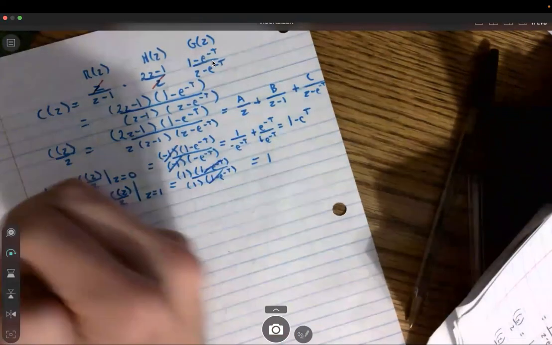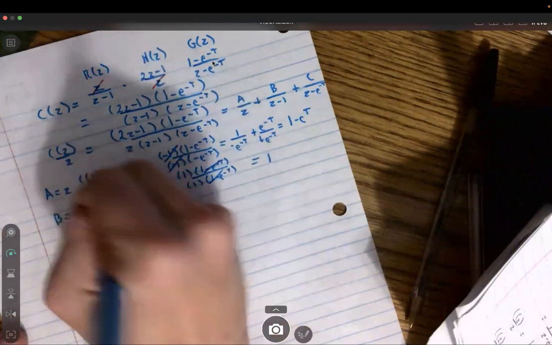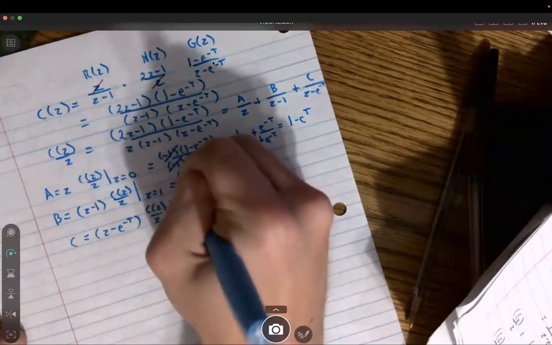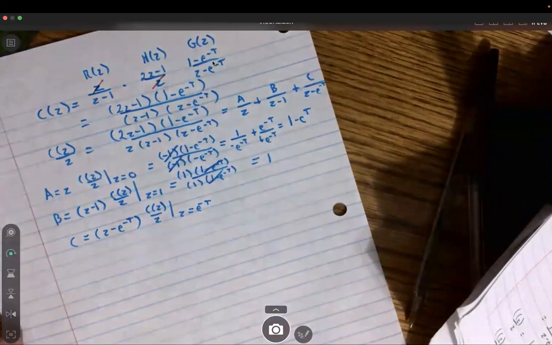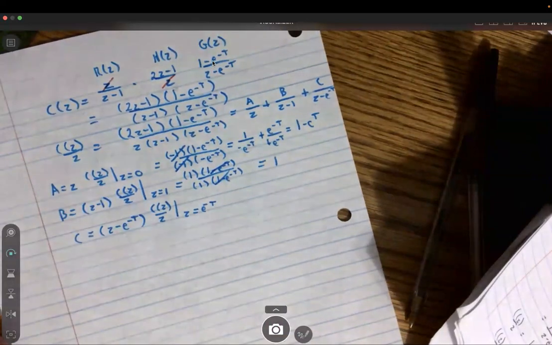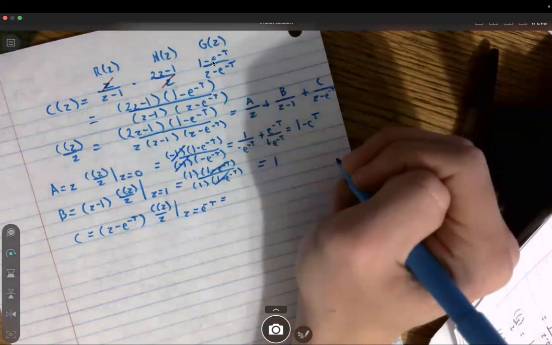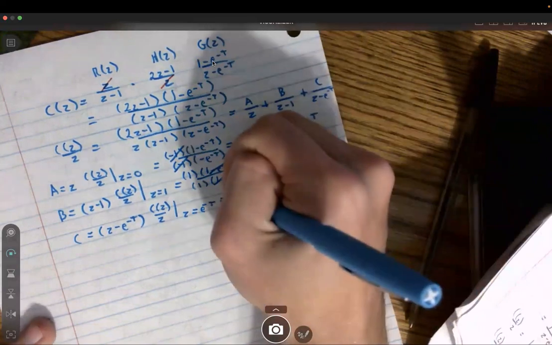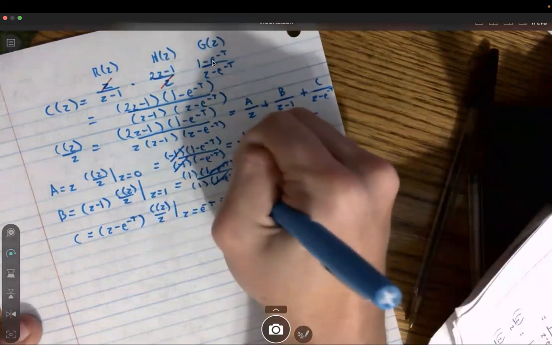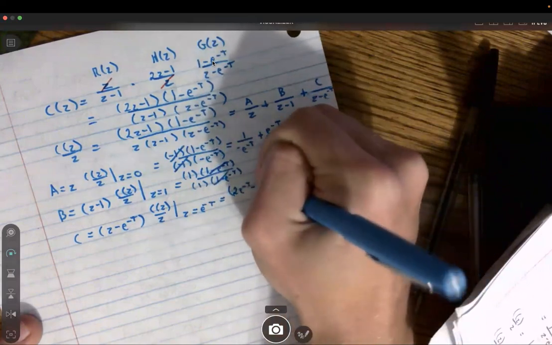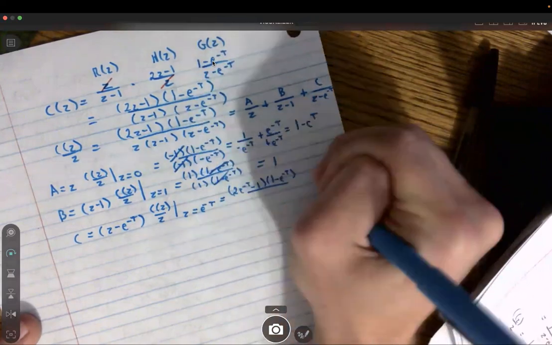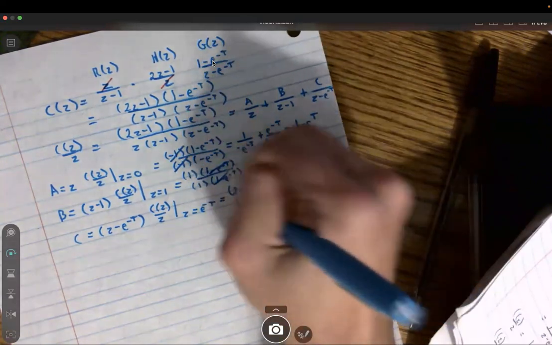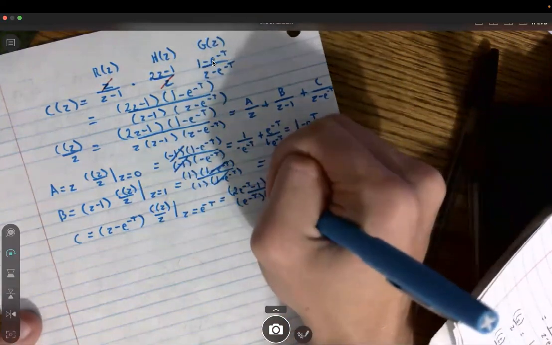So that one's nice. And then C is equal to (z minus e to the negative T) times C(z) all over z. Remember, you're plugging in z equal to e to the negative T. Plugging that into our equation, we're going to get (2e to the negative T minus 1) multiplied by (1 minus e to the negative T), and then all over e to the negative T multiplied by (e to the negative T minus 1).